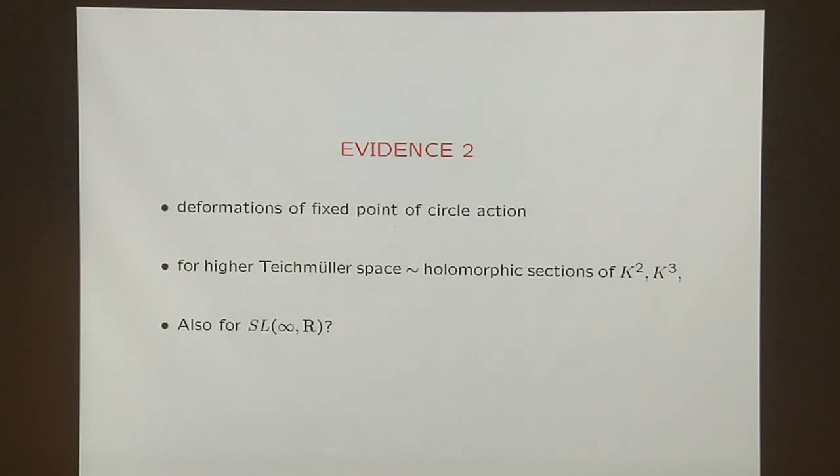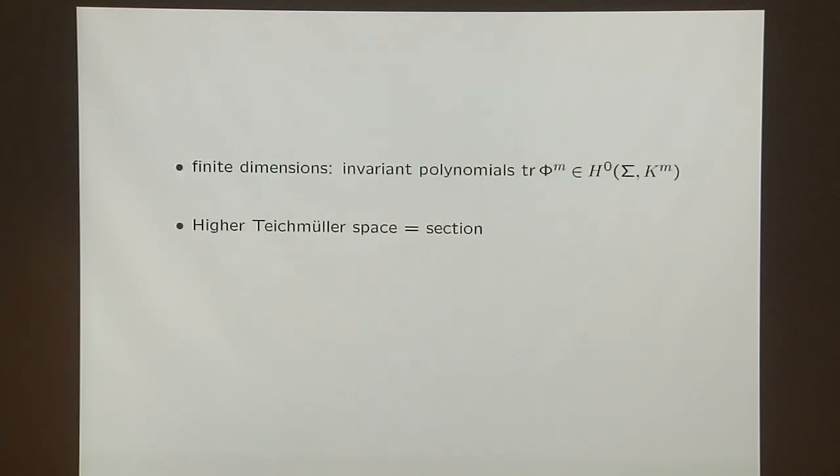The other piece of evidence is perhaps a bit less convincing, but it's this. Suppose I look at the deformations of the one generated by the hyperbolic metric. For higher Teichmüller space, the infinitesimal first order deformations are basically given by these holomorphic sections. So the vector space measures the first order deformations of the solution. Is it true in this general situation? Where do you get these differentials of different degrees from in the finite dimensional case? You get them from looking at the invariant polynomials of the Lie group applied to the Higgs field. Basically the higher Teichmüller space is a section of this. Given these differentials, there's a unique point in the higher Teichmüller space which has these invariants.